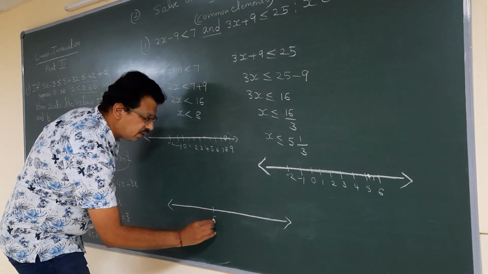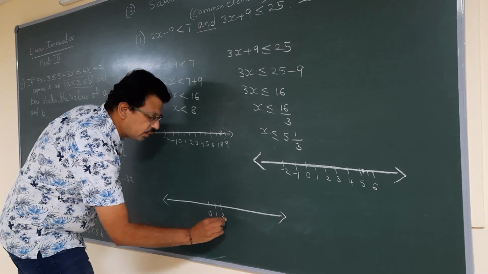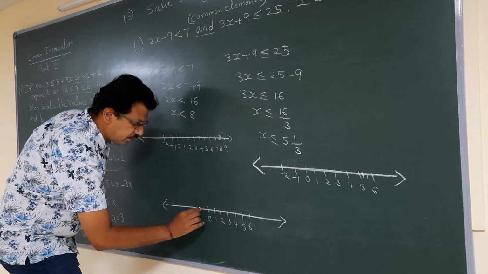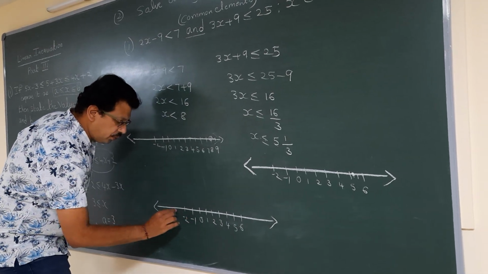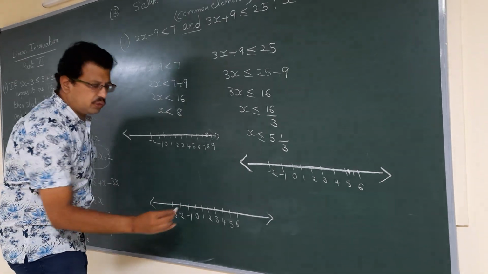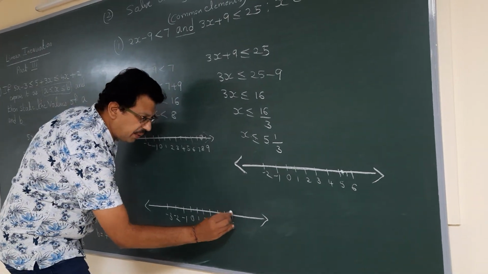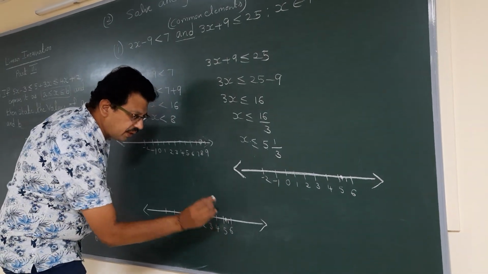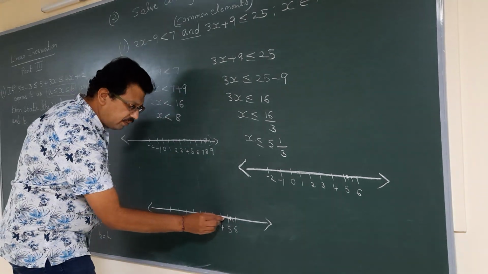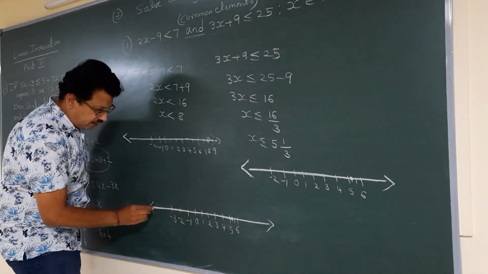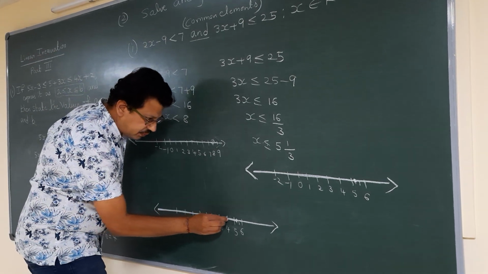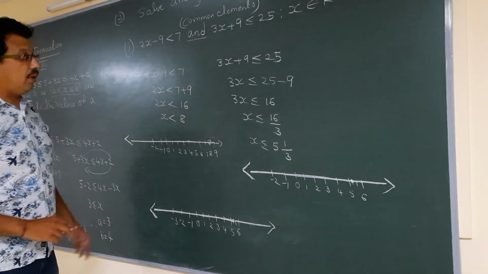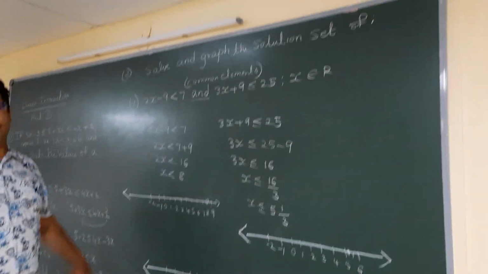It is 0, 1, 2, 3, 4, 5, 6, minus 1, minus 2, minus 3. See, 5 1/3 means you should take the first part. You have to make 3 parts, and the first part is 5 1/3. So you should darken the circle, and then draw to the left side because that itself is the common element, and it has to be written very clearly, children. That's very important because the question says solve and graph the solution set.